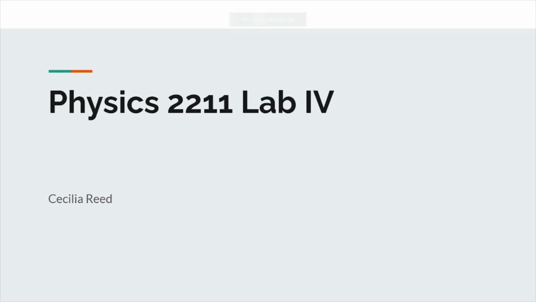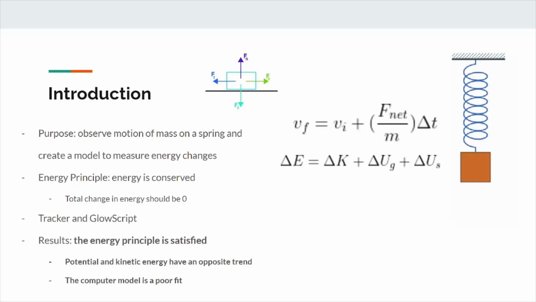Hello, this is my fourth lab report for Physics 2211, in which the motion and mass of an object swinging in an arc and oscillating on a spring is observed. The purpose of this experiment is to observe the motion and mass of an object swinging in an arc and oscillating on a spring and create a model illustrating the energy changes in motion.